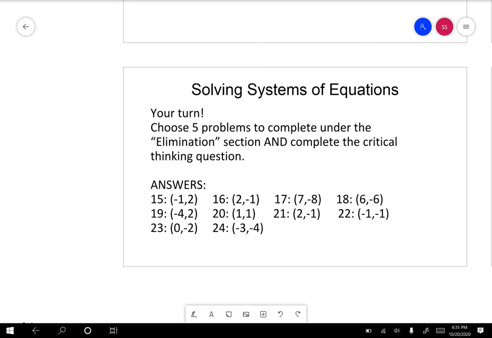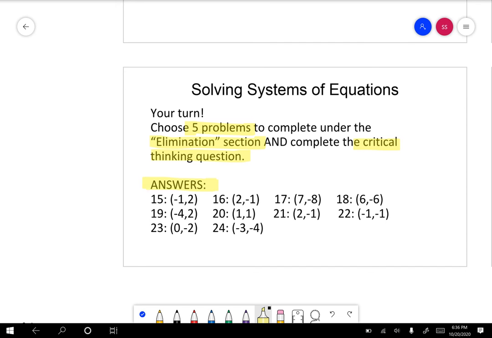So to practice solving systems of equations using elimination, you're going to use that same worksheet you started earlier. You're now going to choose 5 problems to complete under the elimination section, and you're going to complete the critical thinking question at the bottom. Okay, so 2 parts there. Again, you have to show your work because lucky you, I gave you the answers. So that way you know while you're solving these that you're getting them right, and you're doing things correctly. And if not, you can go back and check what you did wrong and learn from our mistakes.